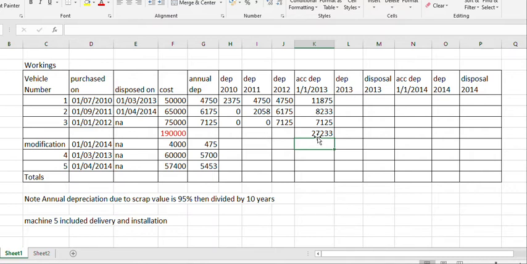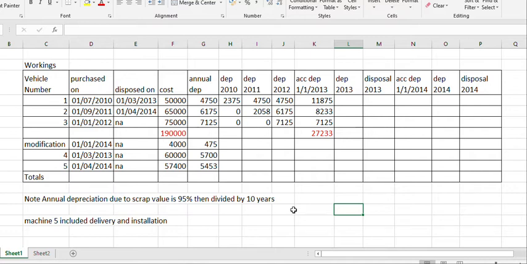That is going to be our opening balance in the depreciation account. So our opening balances are going to be in the machine account 190,000, in the depreciation account 27,233. Now what I'm going to do, I'm going to go through the question and we're going to fill in the rest of this table with there were 2 disposals, disposal of machine number 1 and disposal of machine number 2. So we'll start with machine number 1.